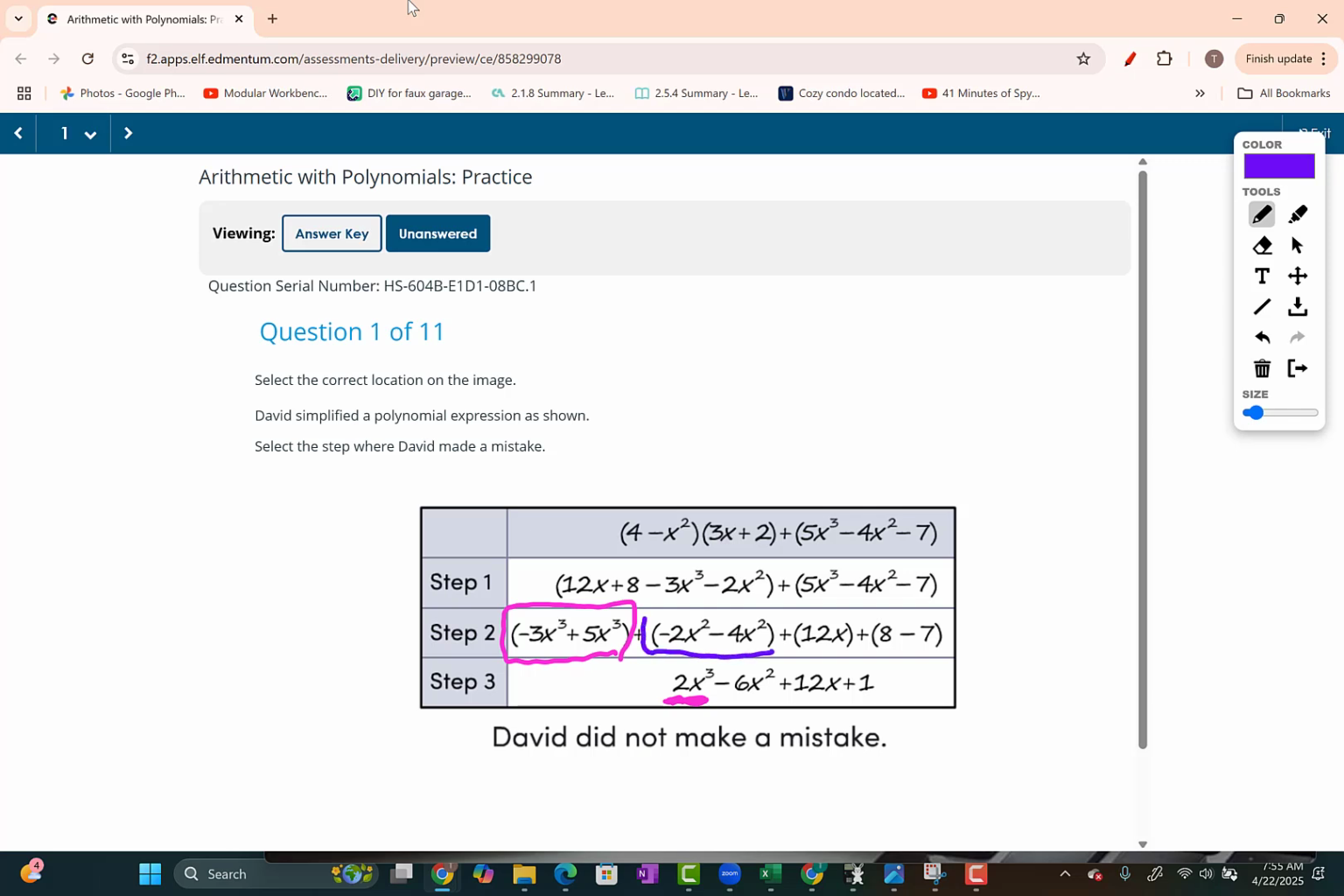Check these. Negative 2 minus 4. Negative 2 minus 4 is negative 6. And then you just keep the x squared the same. That doesn't change. The 12x doesn't change. It just comes down because it has no like terms. And then 8 minus 1 is obviously plus 1. So the answer is David did not make a mistake in this problem.